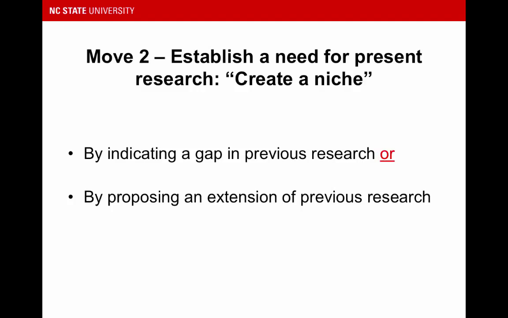This means that what you're doing is you're saying, we know a lot of things about my topic, and my topic is important for the field. That's Move 1. As you've done that, your introduction then shifts to saying, but there's some things that we don't know in our field, or there's something else that needs to be done so that we know more about our topic. So you're either indicating a gap in previous research or you're proposing an extension of that previous research you have been reviewing. So what does this look like?